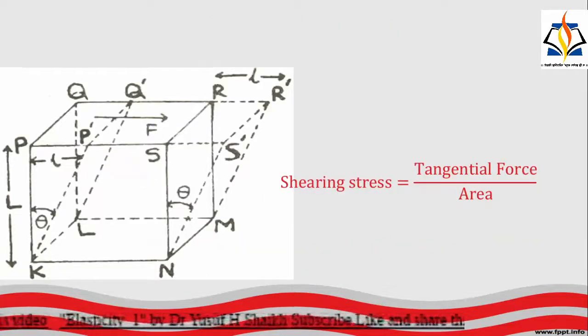If a change in shape is produced by stress, it is called a shearing or tangential stress. The change in shape is produced by application of force tangentially to some part of the body, as shown in the figure. Shearing stress is equal to tangential force per unit area.